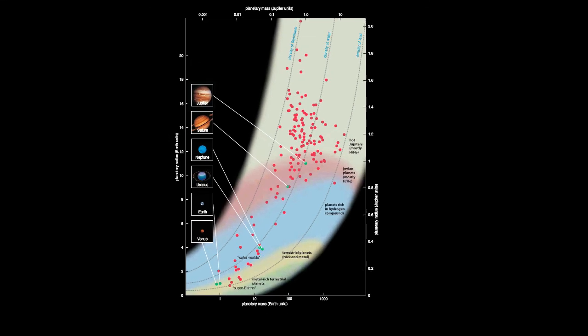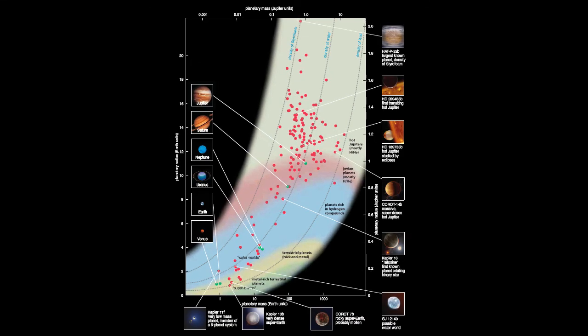We now complete the diagram in your book by adding back the artist's paintings of representative worlds. As we've seen, this single graph allows us to say a lot about any planet for which we have measured both mass and radius.